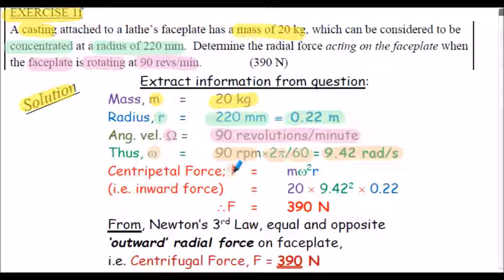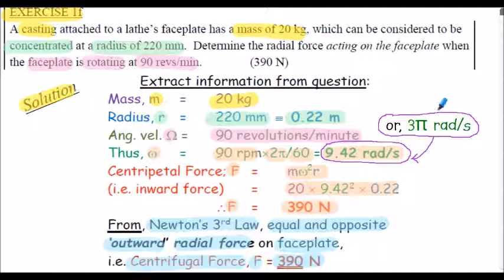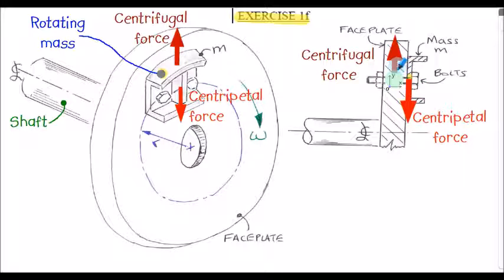We know the centripetal force is m omega squared r. Inserting the values from above, the centripetal force is 390 newtons, but from Newton's third law, there's an equal and opposite force acting outwards. So the radial force on the faceplate, which we can term the centrifugal force, is also equal to 390 newtons. That's the outward force shown here applied to the faceplate.